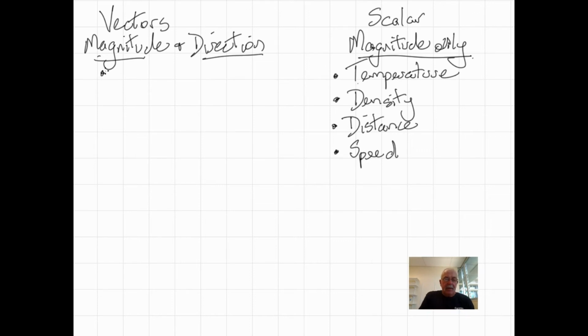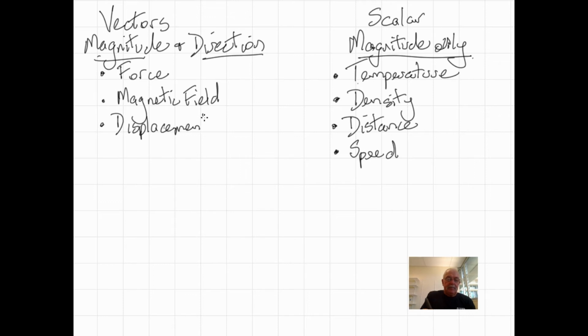Let's go back to vectors now. We've got magnitude and direction. Force will have magnitude and the direction in which the force is acting. Magnetic field, displacement, and velocity. Once again, there are many more, but these four are an example of what a vector is.